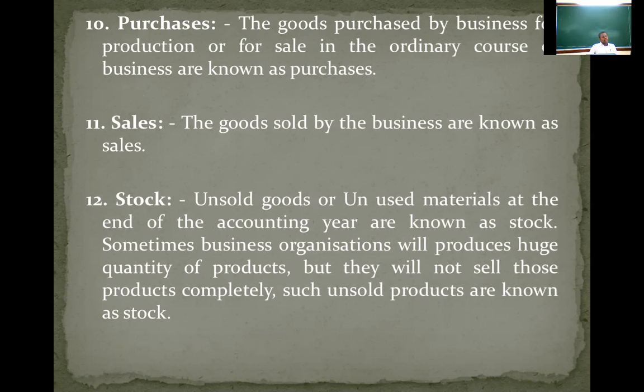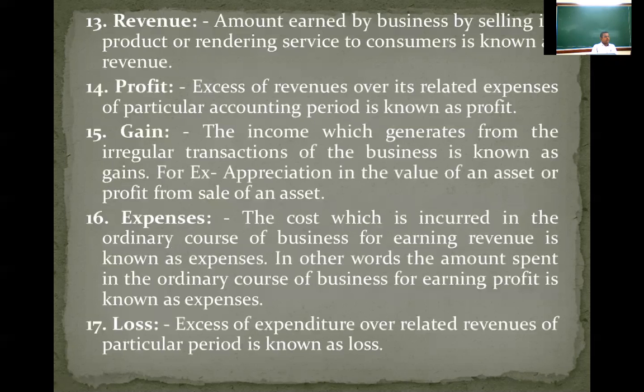So very simple aspect: unsold finished goods or unused raw materials at the end of the accounting year are called as stock. Here, actually, a business will produce goods in a very huge quantity, but it is not able to sell all those goods in a particular accounting year only. Understood? So certain goods and certain raw materials will be remaining with the business. Such unused raw materials and unsold finished goods are known as stock at the end of the accounting year. Yeah, it is about stock.